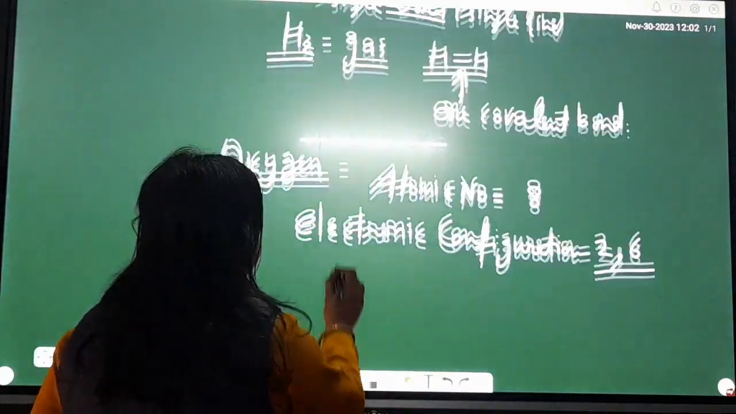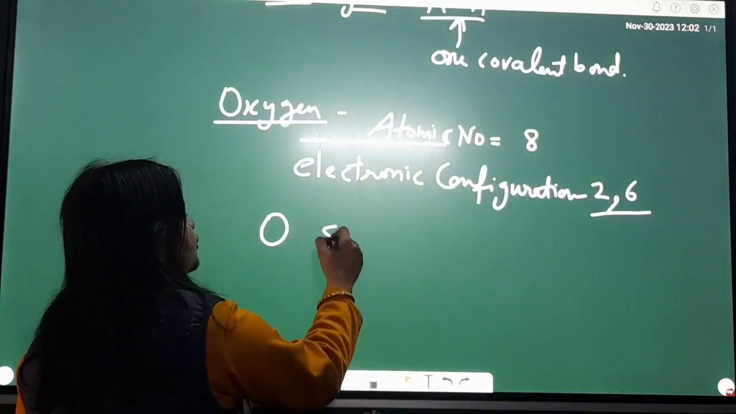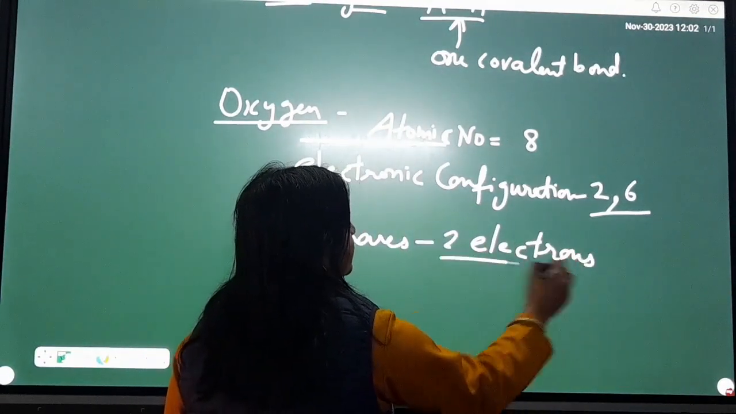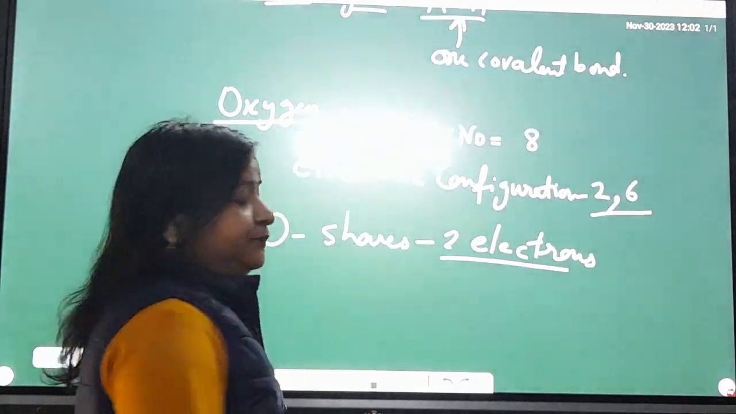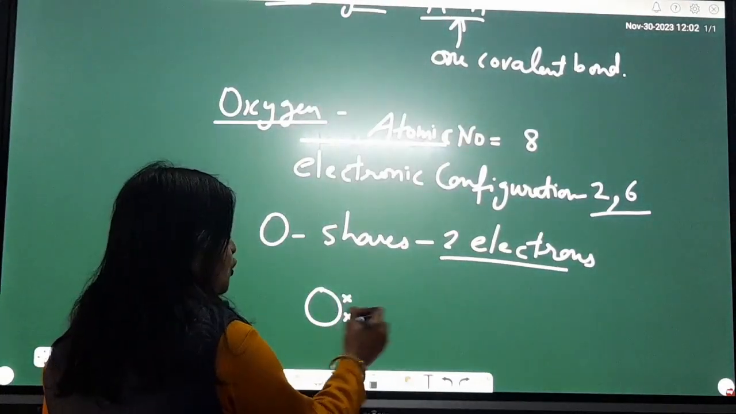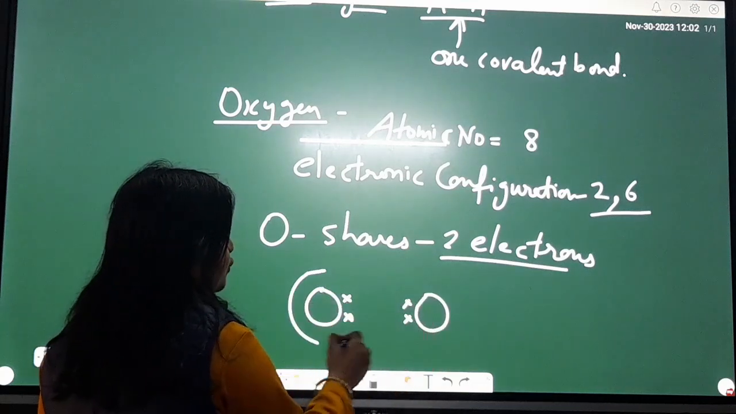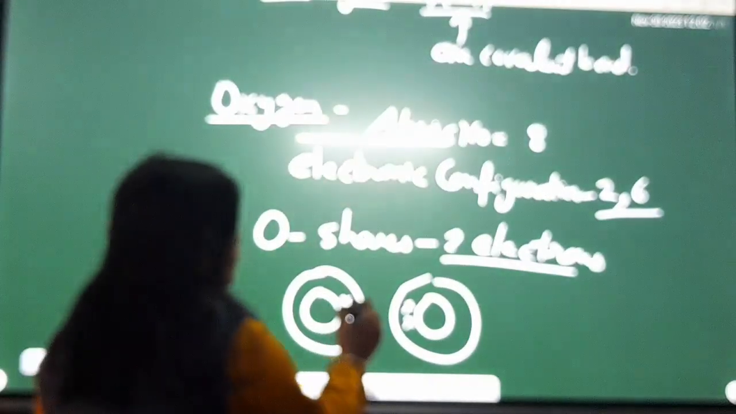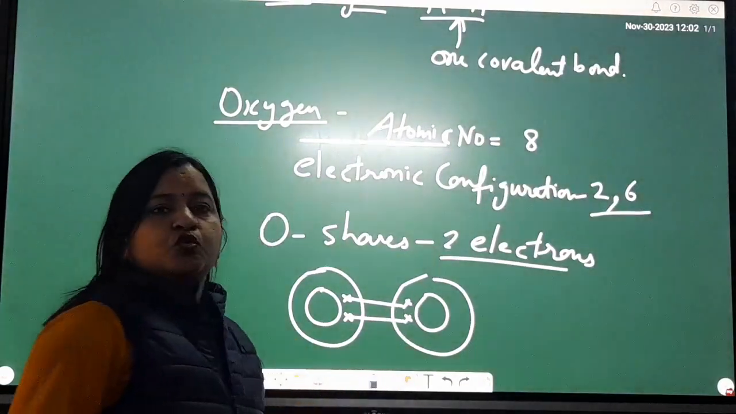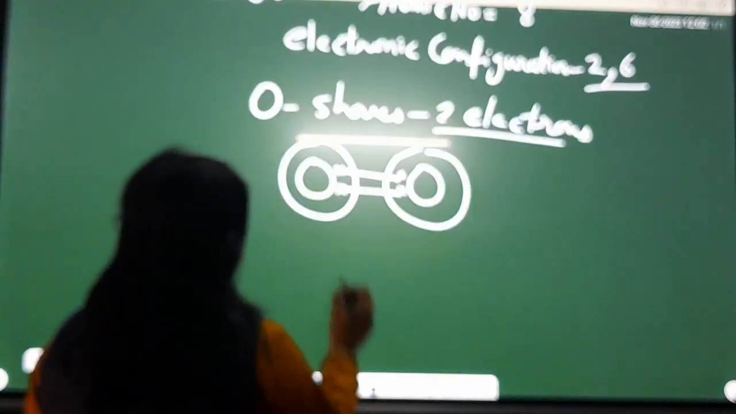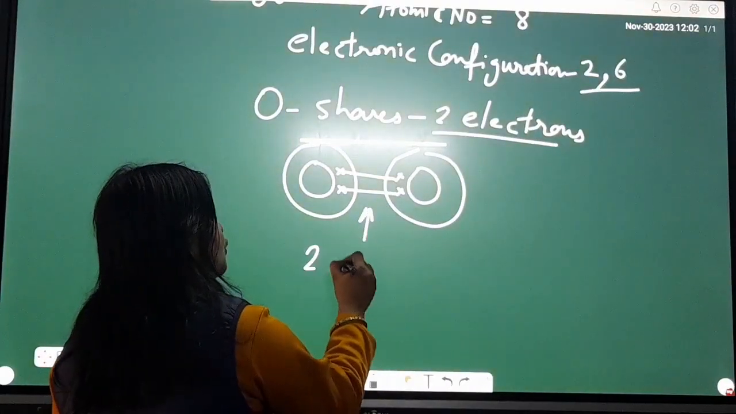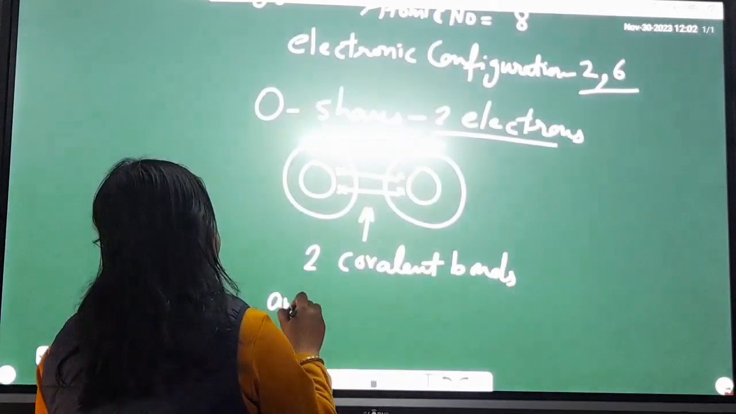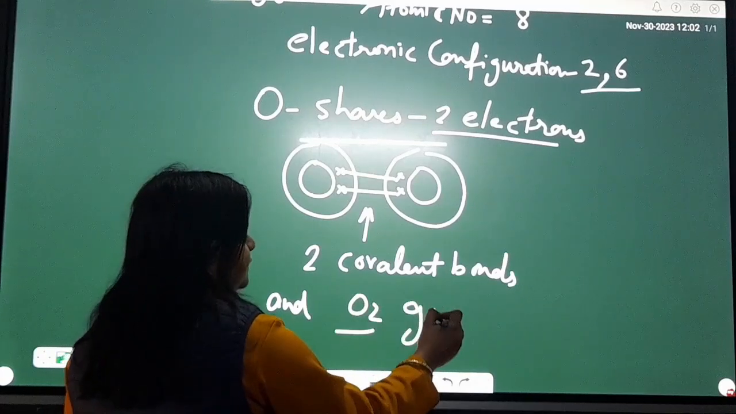So if this oxygen element shares 2 electrons with another oxygen atom, here you can show the oxygen with the 2 electrons, 2 atoms sharing their 2 electrons, and these 2 electrons share to form 2 covalent bonds. So here are the 2 lines showing 2 covalent bonds. And in this way, oxygen gas is formed.